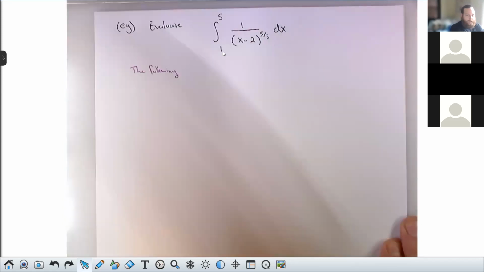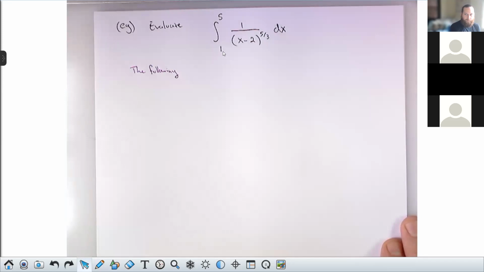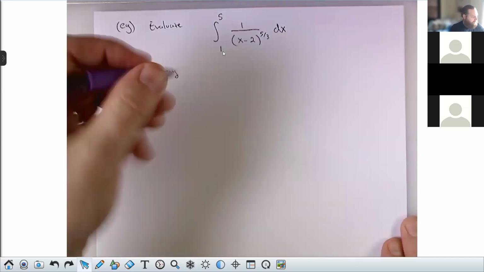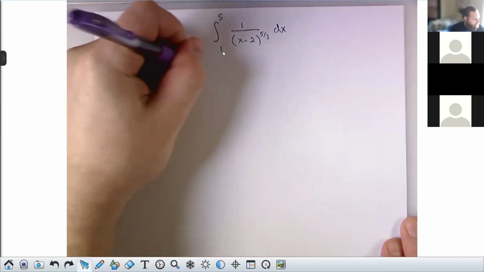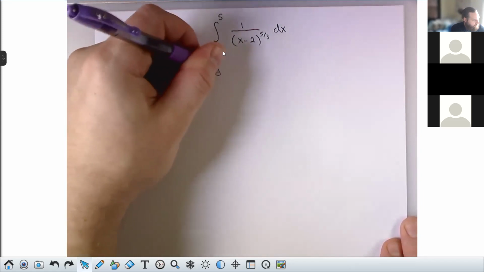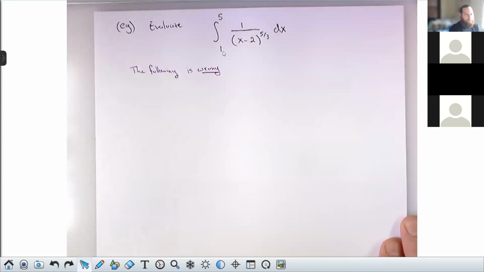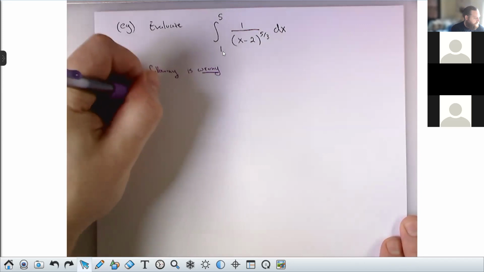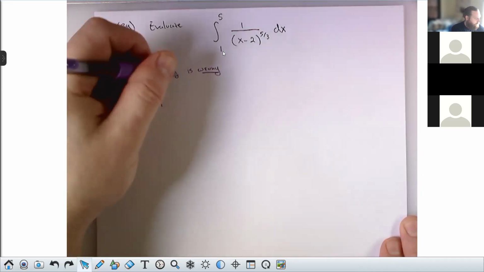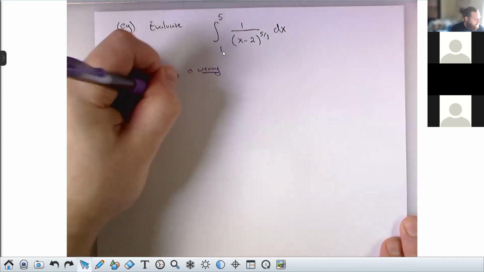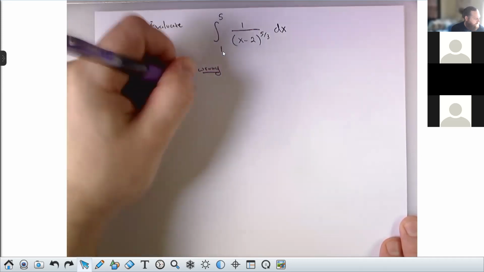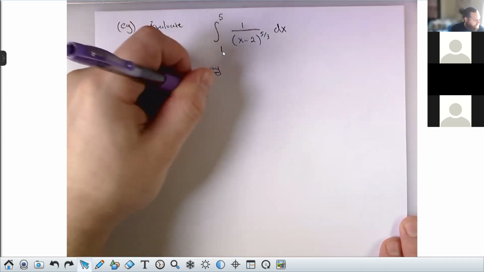People often ask me, do I need to go through the process of writing out the limit? Can I just treat it like normal? It seems like it works sometimes. Here's why you cannot do that. If you go, okay, integral 1 to 5, 1 over x minus 2 to the 5/3, that's x minus 2 to the negative 5/3 dx.